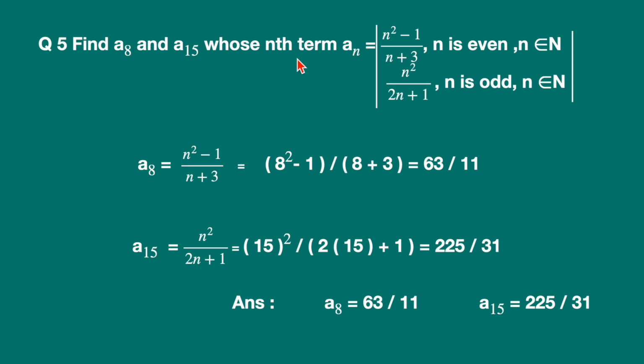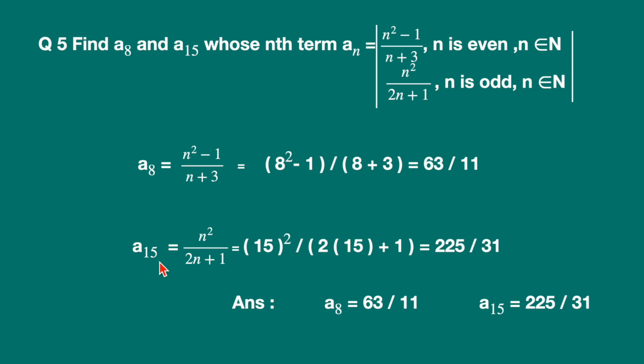A8 is even. So we should take this formula first. A8 is equal to n squared minus 1 upon n plus 3. So here put n is equal to 8. So 8 squared minus 1 upon 8 plus 3. 8 8s are 64 minus 1, 63 upon 11. 8 plus 3 is 11.